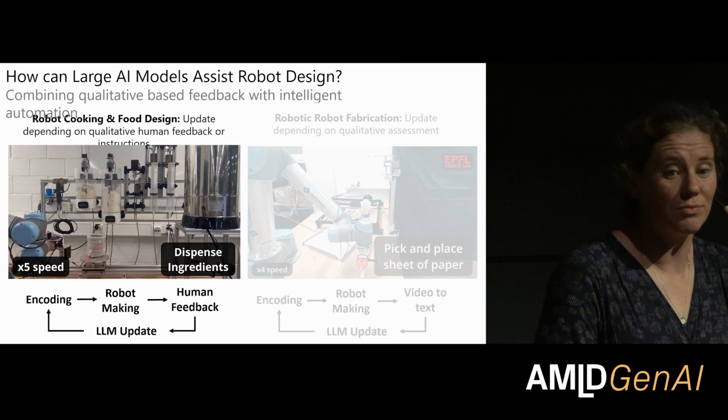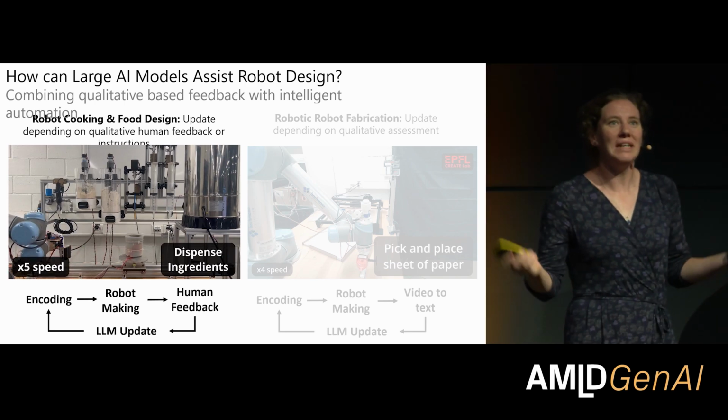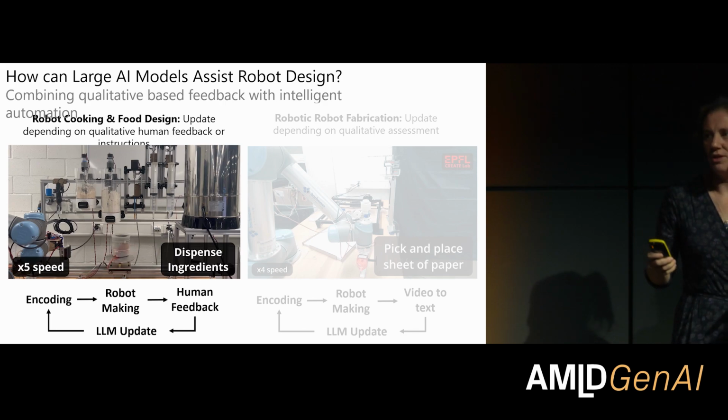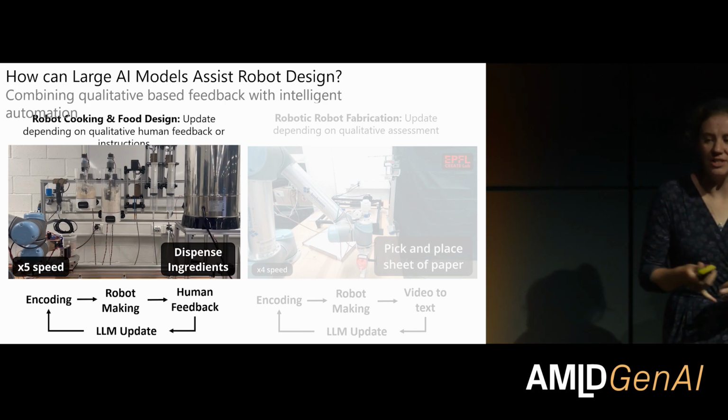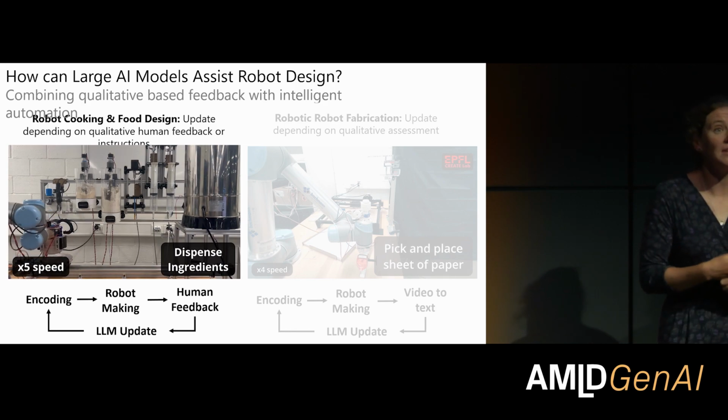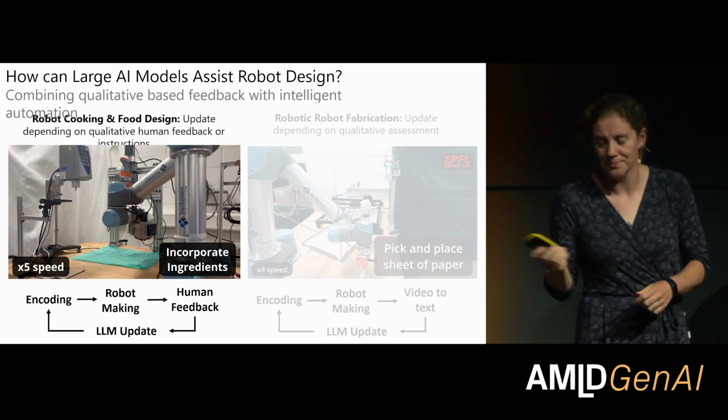So just to be slightly more illustrative about this, we're looking at this in a couple of domains at the moment. One is robot cooking and food design. So we're looking at how we can make food products which are both nutritious, but also have lower impact on the environment. So we're looking at basically making plant-based drinks.